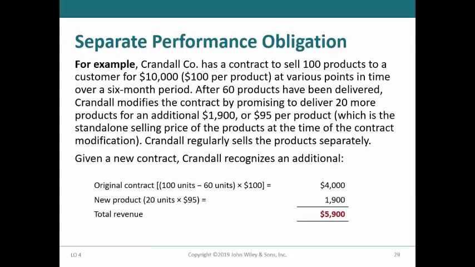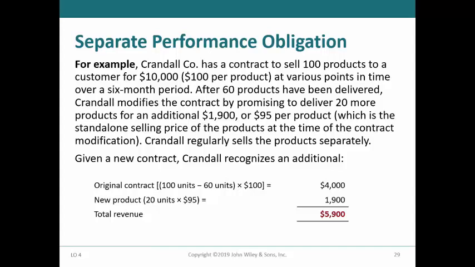To illustrate the recording of a modification as a separate performance obligation, we will consider Crandall Company that has a contract to sell 100 products to a customer for $10,000 or $100 per product at various points in time over a 6-month period. After 60 products have been delivered, Crandall modifies the contract by promising to deliver 20 more products for an additional $1,900 or $95 per product, which is the current standalone selling price of the products. Given a new contract, Crandall recognizes the revenue as shown on the slide.